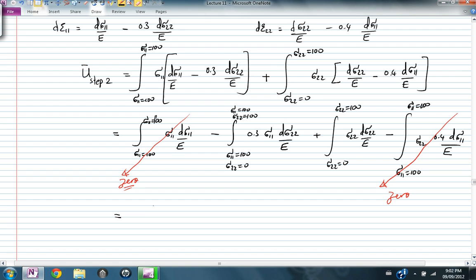And the second one will give you sigma 2 squared over 2E minus 0.3 sigma 1, which is 100, and sigma 2 over E, which will be equal to 100 squared divided by 2E minus 0.3 times 100 squared divided by E.